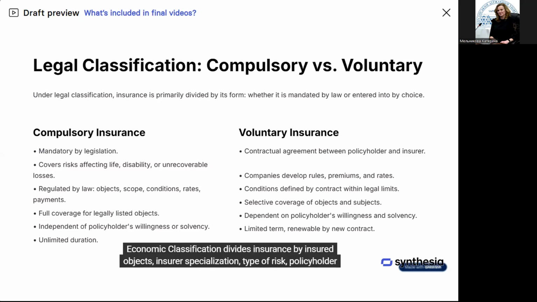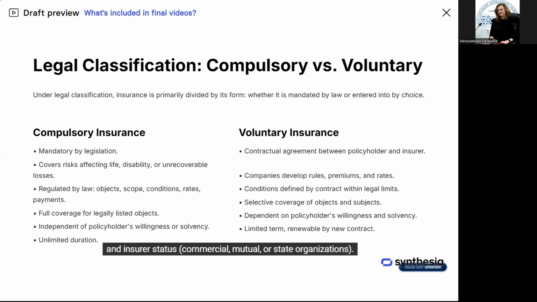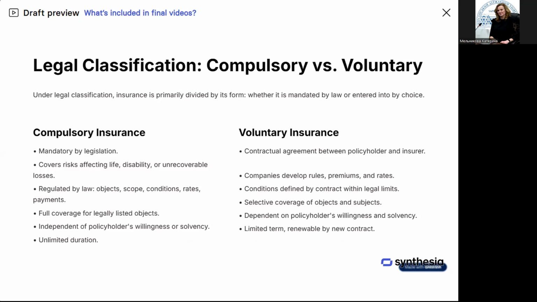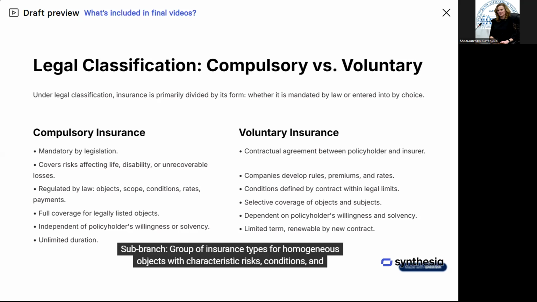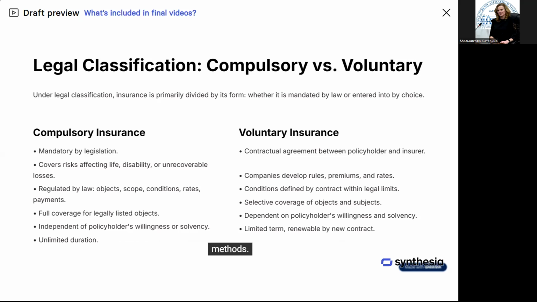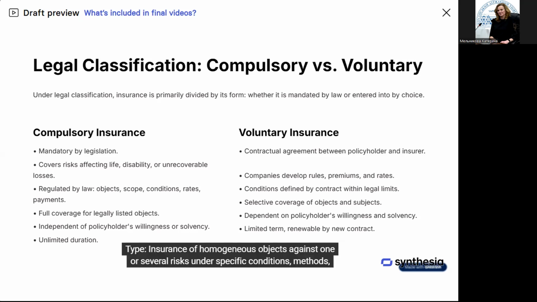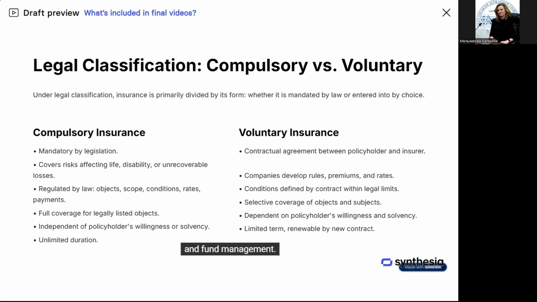Economic classification divides insurance by insured objects, insurer specialization, type of risk, policyholder and insurer status, and commercial, mutual, or state organizations. Objects define the branch, subbranch, and type of insurance. Branch, sphere of property interests with unique principles, methods, and fund management. Subbranch, group of insurance types for homogeneous objects with characteristic risks, conditions, and methods. Type, insurance of homogeneous objects against one or several risks under specific conditions, methods, and fund management.